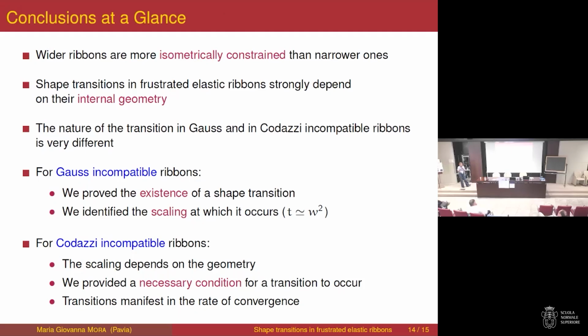For Codazzi incompatible ribbons, the situation is more complicated. Somehow the shape transition is milder when it occurs. And so we provided a necessary condition for a shape transition to occur, but in this asymptotic analysis, we can detect the occurrence of a shape transition only in the different scaling of the energy and in the rate of convergence to the target curvature.